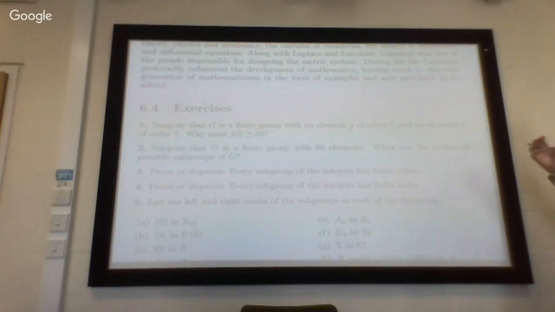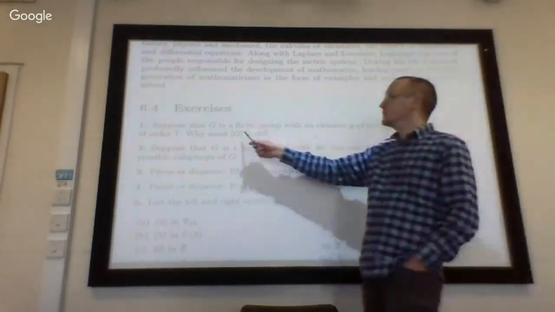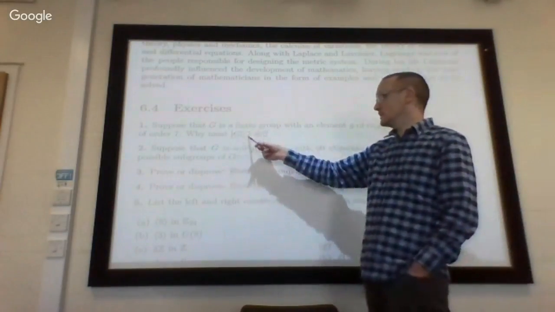There is no group smaller than 35 that can have a subgroup of order 5 within it and a subgroup of order 7. Plenty of groups have just a subgroup of order 5 within them. Plenty of numbers less than 35 are divisible by 5, but none that are also divisible by 7. Yeah, that's correct. And in fact, you could even strengthen this. Not only must the order of G be at least 35.